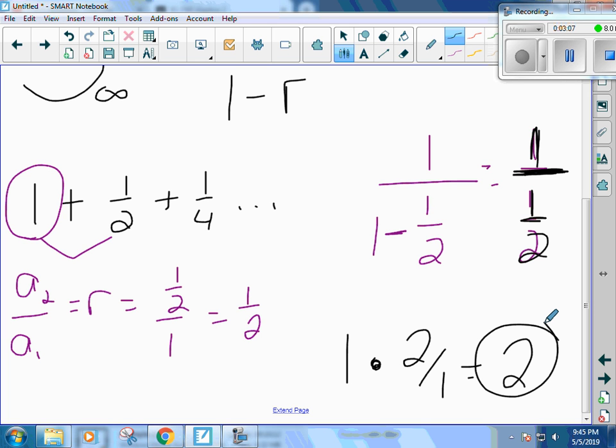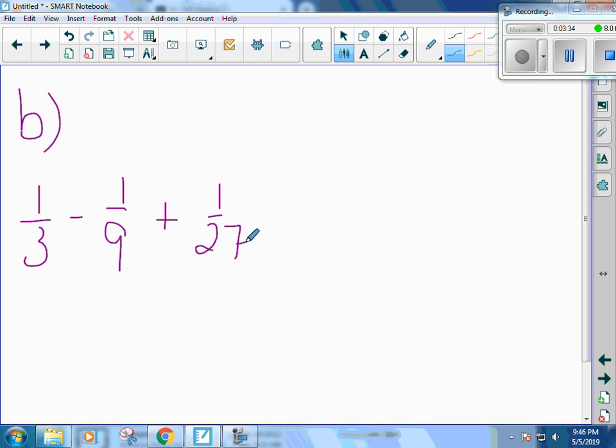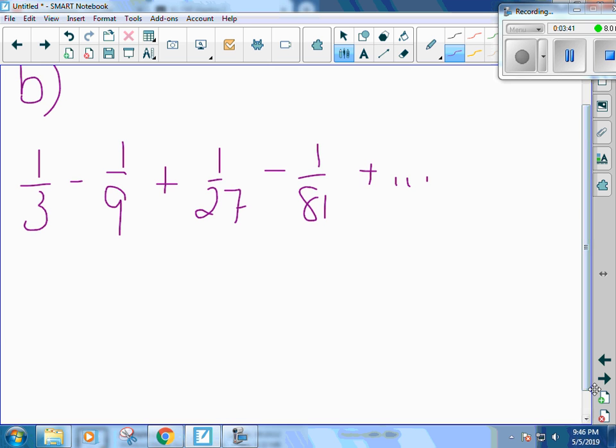Okay, let's just do one more example. Actually, let's do 2 more examples. Okay, letter B. I have 1/3 minus 1/9 plus 1/27 minus 1/81 plus dot dot dot. Okay, dot dot dot means infinite series.